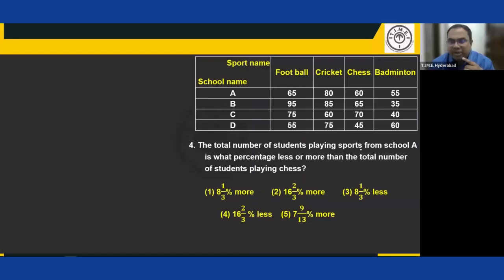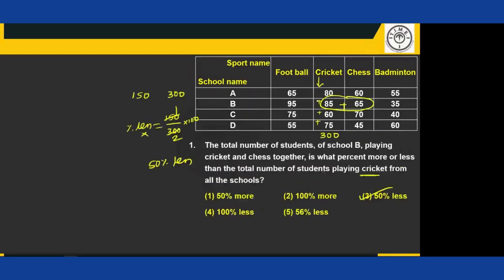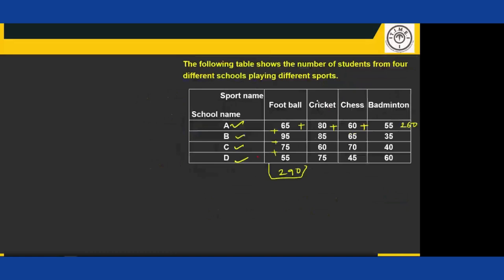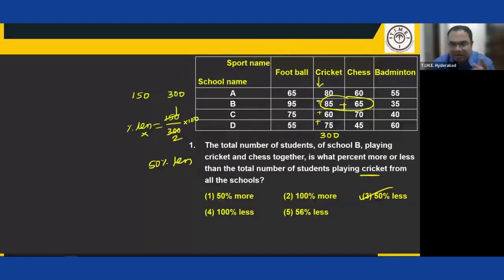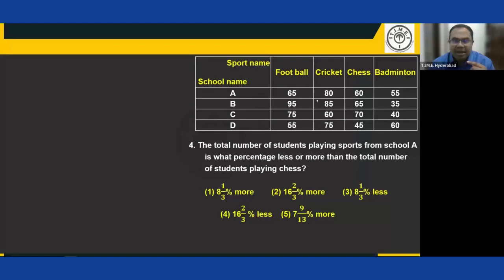We have already done it now. Total number of students playing from school A. When we added this, how much did we get? We have done it in the previous question. School A is 260. You have to remember, chess we have added somewhere, right? How much did we get in total for chess? Here we have added 240. So clearly use the data from the previous questions. So total of A is 260 and total of chess is 240.